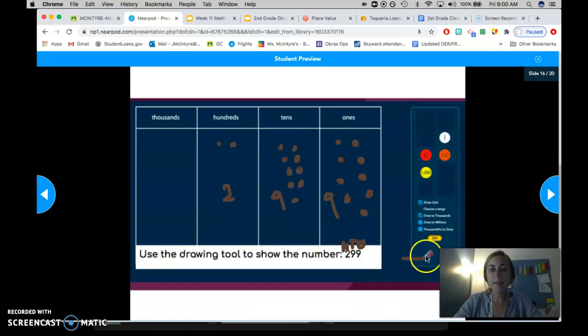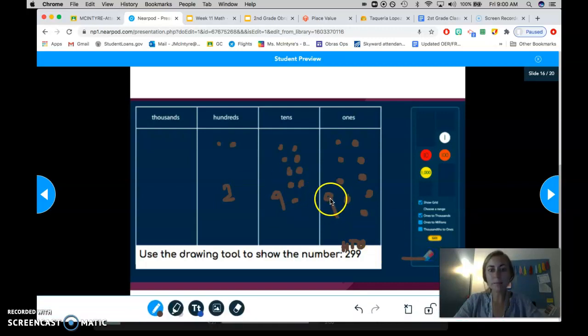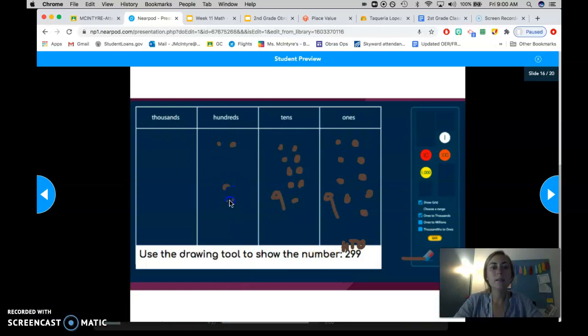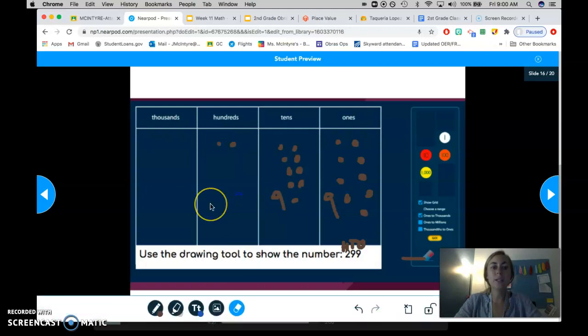You don't have to write the numbers like I did right here, but I guess I can erase it like this. You do have to do the dots and make sure they're really, really careful so that I can see there's 2 hundreds here. You don't have to use these specific colors, but feel free to do so if you want.